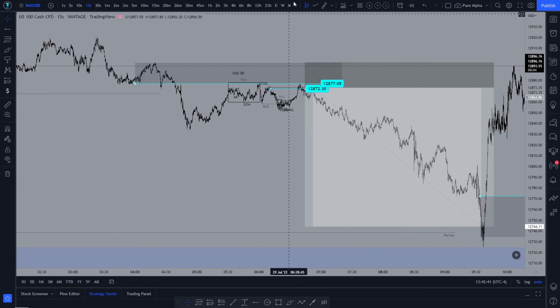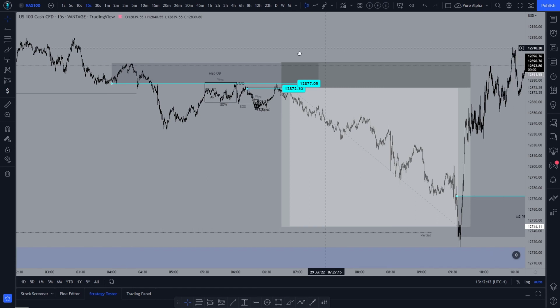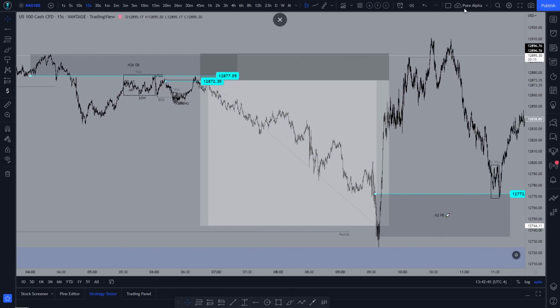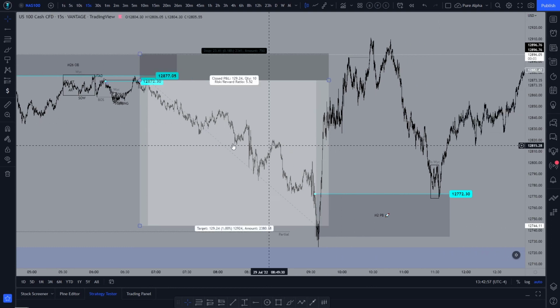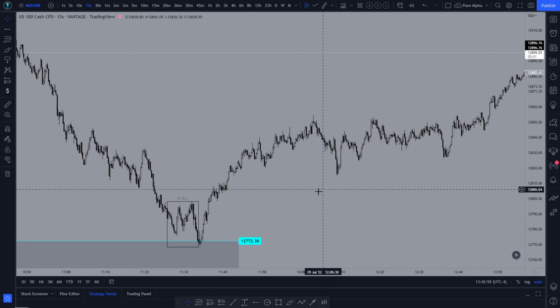Execution could have been better, stop loss could have been tighter. But once again, I had no intentions of monitoring this trade while I was awake, so I went ahead and placed the entry. Forgot to put in a take profit. Woke up again, put in a take profit, and that's how that works. But yeah, overall nice trade.